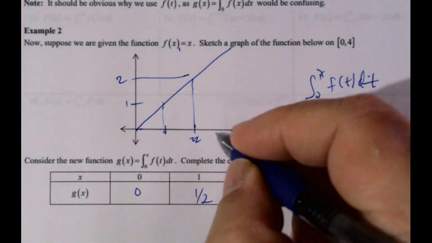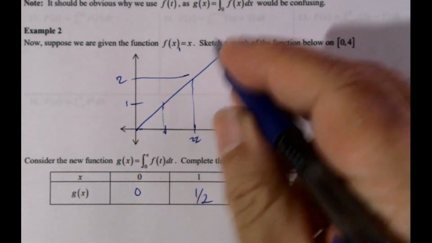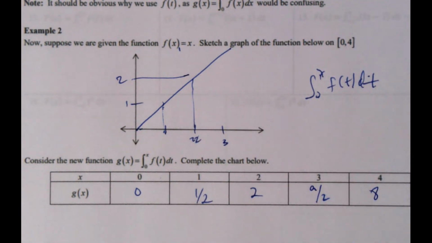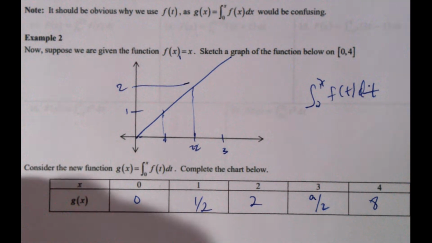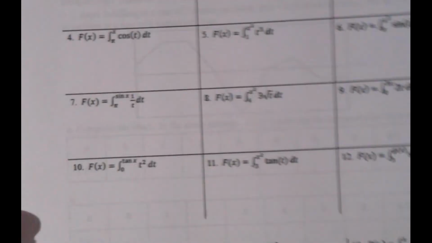Then 3. 3 and 3, so it's 9 halves. 4. 4 times 4 is 16, divided by 2 is 8. So that's the function. All right, so that's the nature of the function. That's the accumulated function. And we'll see more advanced ones later. All right. But I want to talk about this real quick.